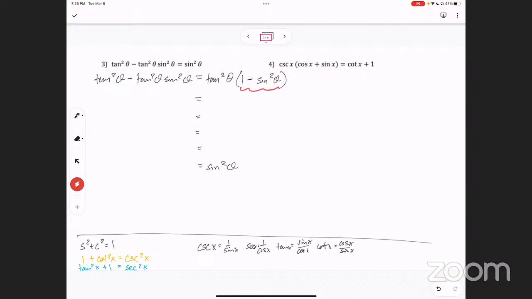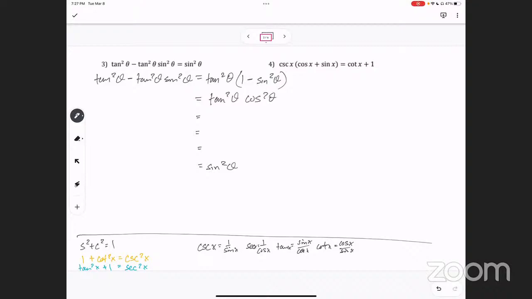All right, now doesn't this look familiar to you? Look down here and tell me what that equals. 1 minus sine squared equals cosine squared. So this just equals cosine squared.